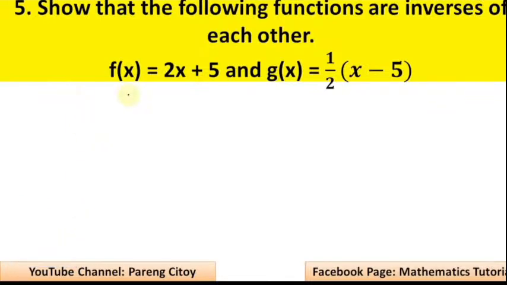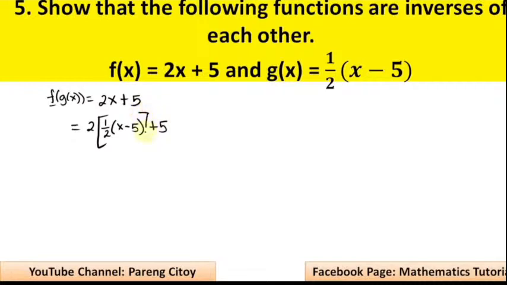Okay, so we have f times g of x equals, so ang value ng f of x natin is 2x plus 5. Then replace x with the value of g of x. Ito yung composition of function natin. Times, ang value ng x is ito, 1/2 times x minus 5 plus 5.